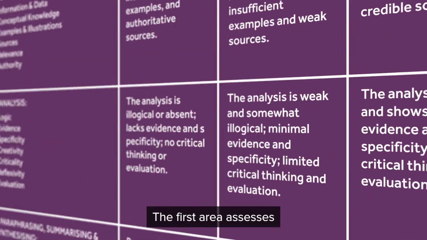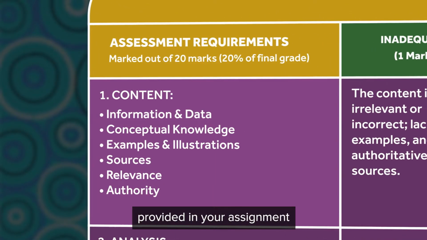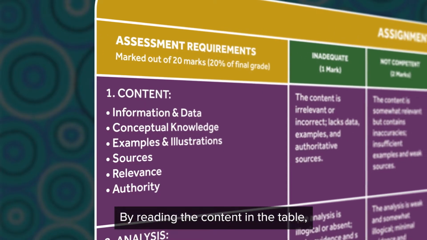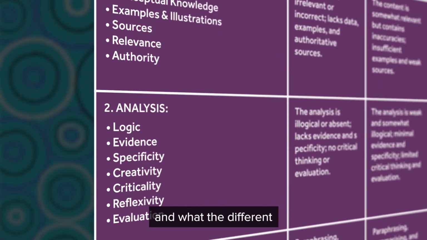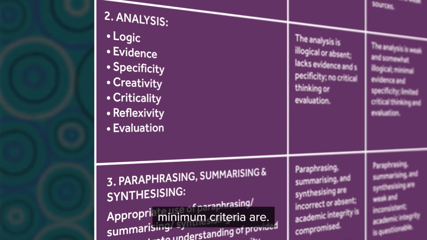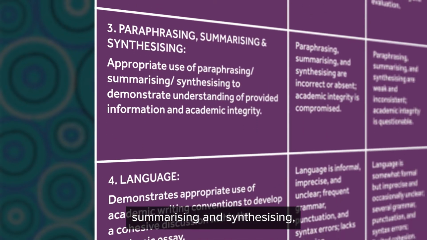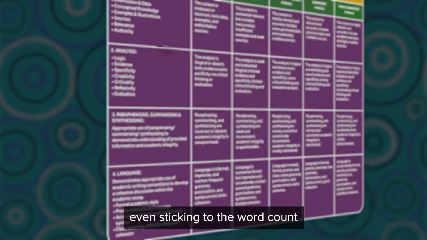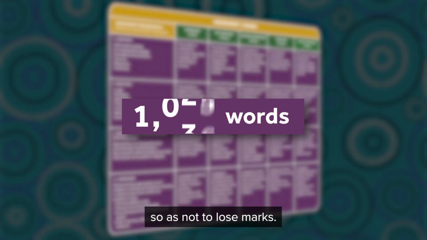The first area assesses the quality of the information provided in your assignment and its relevance to the assignment topic. By reading the content in the table, we can see what is expected and what the different minimum criteria are, like appropriate use of paraphrasing, summarising and synthesising. And remember, even sticking to the word count of 1,000 words is important so as not to lose marks.